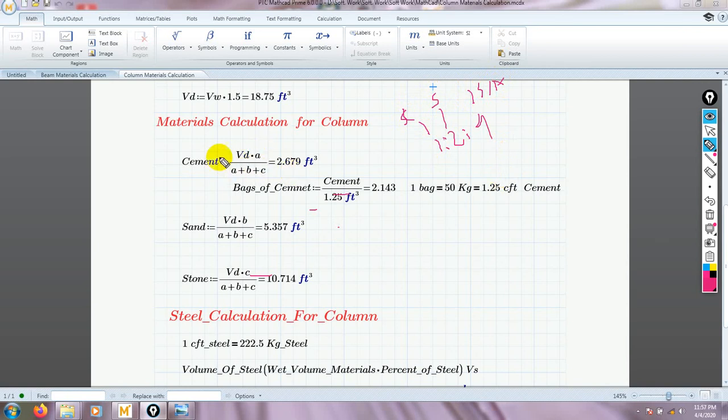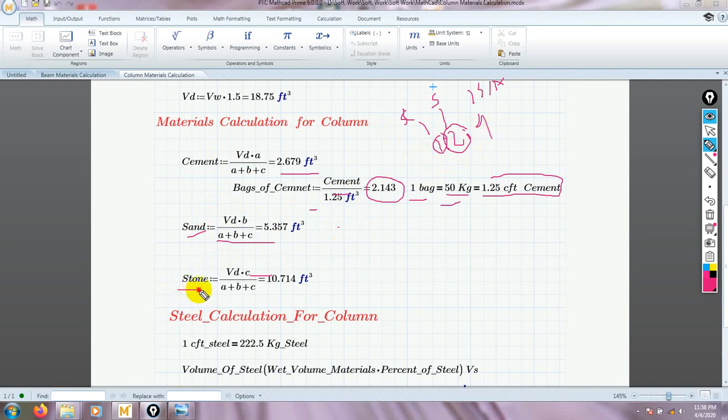So we know that when we calculate for cement, we have to multiply the total dry volume with the ratio of cement, which is 1, and divide it by the total ratio 1:2:4. After that, we'll find our cement volume, and if we divide it by 1.25, we'll find our bags of cement, because we know that 1 bag of cement is 50 kg, and the volume of 1.25 CFT cement is 50 kg. And after that, if we go for sand, we have to multiply the total dry volume with 2, the ratio of sand, divided by the total ratio, I mean 1 plus 2 plus 4.